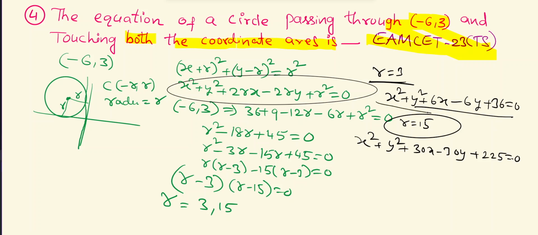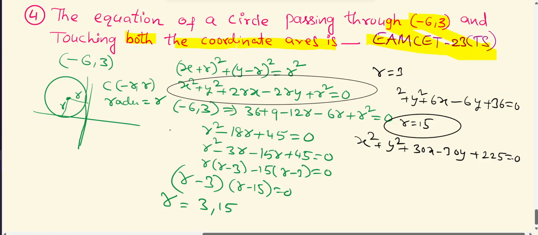In this problem, this is the given answer. Here r square is 9. x square plus y square plus 6x minus 6y plus 9 is equal to 0.